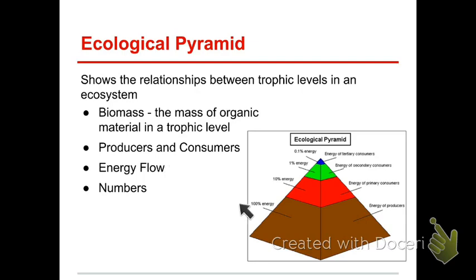Energy flow. We just talked about that. If plants are getting all the energy from the sun, and some of that energy is being lost as we move up the ecosystem, up the trophic levels, the energy gets less and less available as we move towards the top.